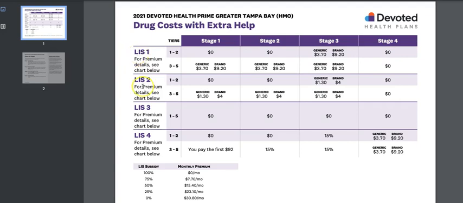Again, it'll be dependent on what level of low-income subsidy they have to then determine what their cost share amounts will be on the prescriptions, and it's also dependent on the tier of the prescription as well as if it's a generic or brand. And that is how you use the low-income subsidy charts.